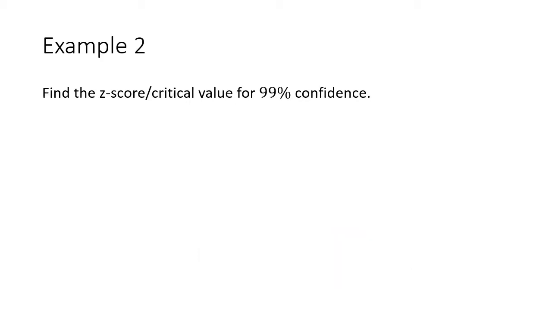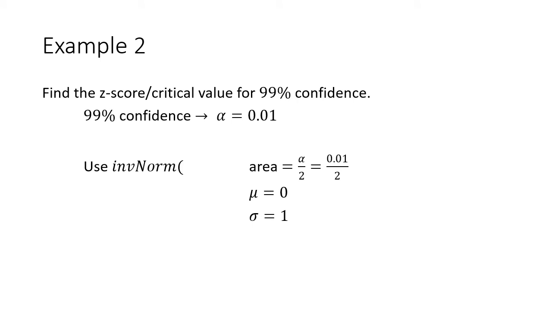To find z-scores for other critical values, we're going to do what we have already done before and what we know how to do, and use our inverse normal function on our calculator. The first thing to do, of course, is take our confidence level and figure out what alpha actually is. So 99% confidence means alpha is 0.01. And in our inverse norm function, we're going to take that 0.01 and divide it by 2 for my area. You could divide it by 2 first, or you can literally type in 0.01 divided by 2 in your calculator and it will work. But that becomes my area because I want the area in one of the tails.